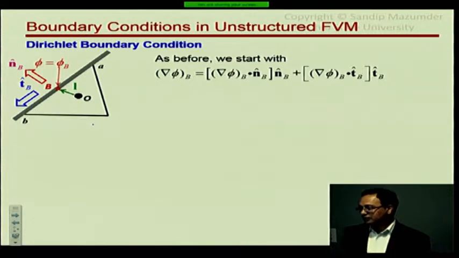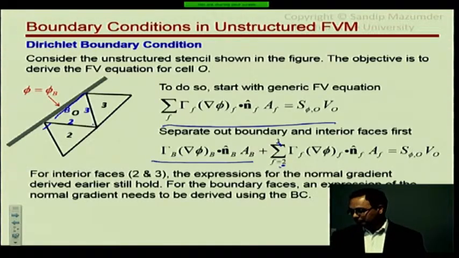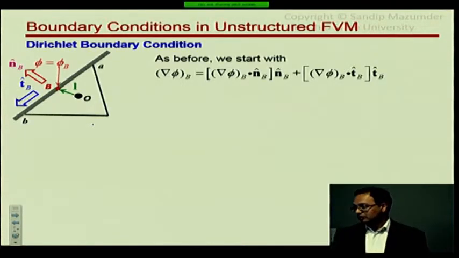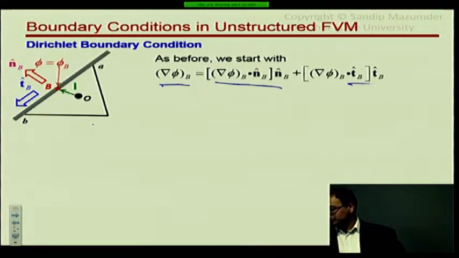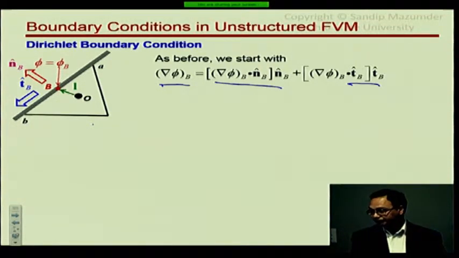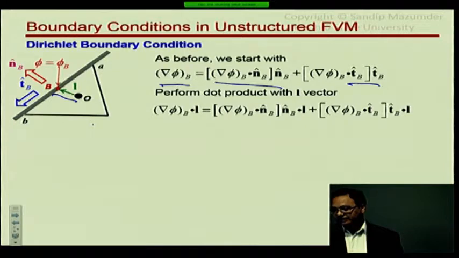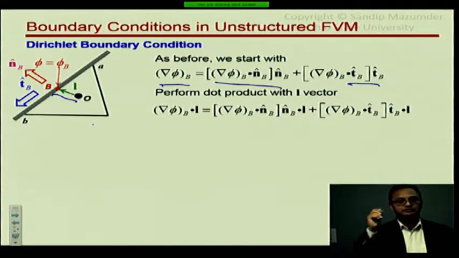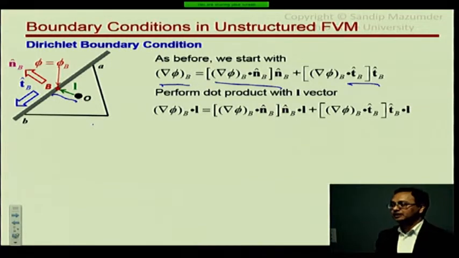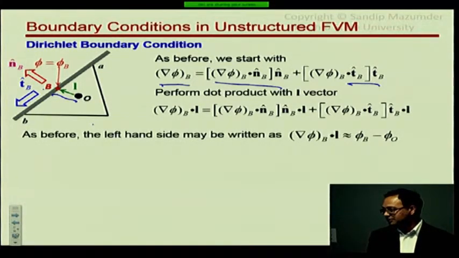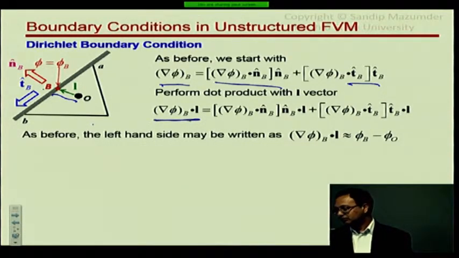So how do we do that? Well, here is our term. We want to approximate this guy. Again, we start with this decomposition in 2D, normal and tangent, and then we perform this dot product with the L vector, except that now the L vector is pointing from the cell center to the phase center, not the cell center to another cell center, as we had for interior phases. So it's pointing from O to B. We do that dot product, and as before, on the left-hand side this guy becomes phi B minus phi naught.